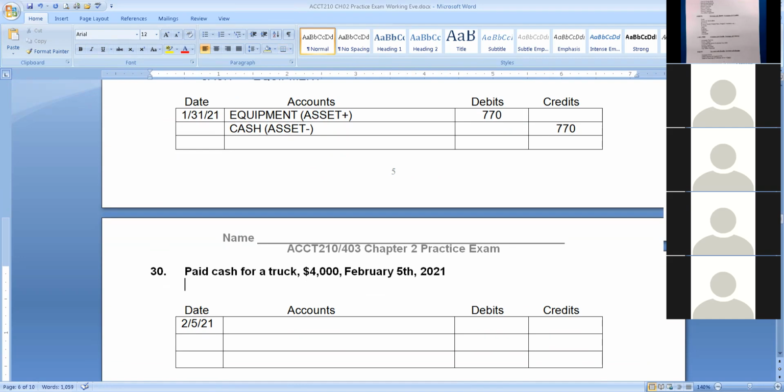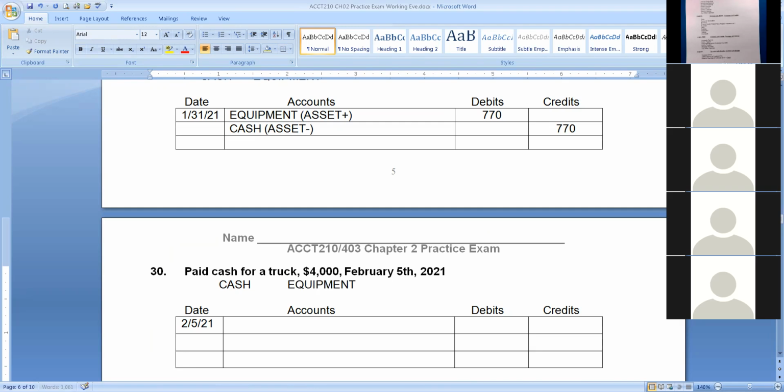Paid cash for a truck. What accounts? Cash and automobile expense, close. Eventually, we'll have an expense on it, but probably not initially. So cash is right. And it'd probably be equipment, but it also could be truck.